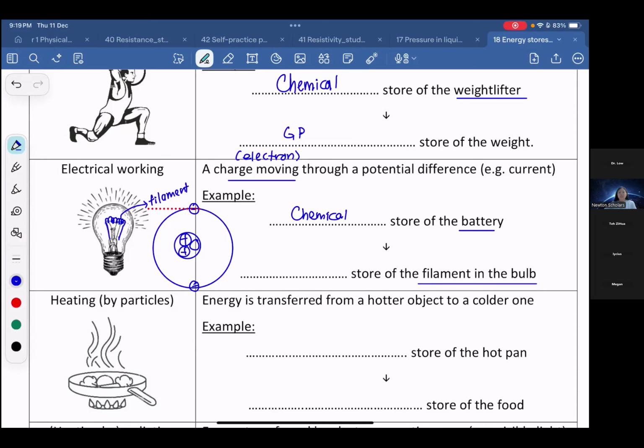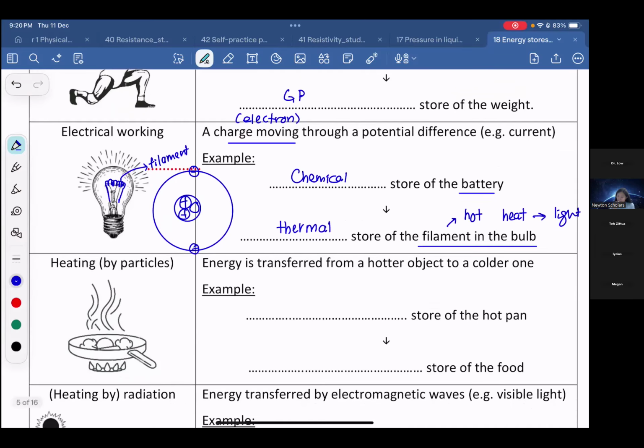Okay. Here, the filament, the bulb actually, will become hot. So actually we're using the heat transfer to end up becoming light. So here, what kind of energy is stored in the filament? Actually it is called thermal. Thermal, or you say internal store also can. Yes, thermal.